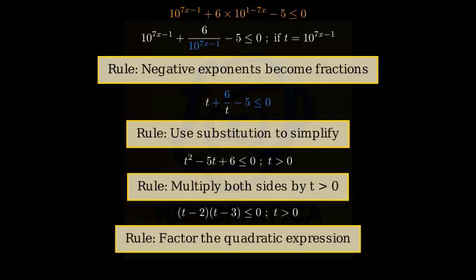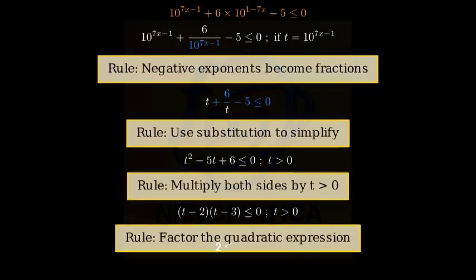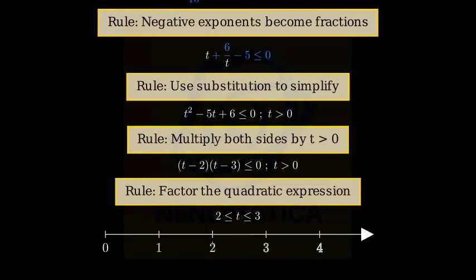Let's solve this by factoring the quadratic expression. For the product of two terms to be less than or equal to 0, either one term must be negative and the other positive, or both terms must be 0. Since t is always positive, we can find our solution from the factors. From our factorization, t minus 2 is non-negative when t is greater than or equal to 2, and t minus 3 is non-positive when t is less than or equal to 3. Combining these conditions, we get that t is between 2 and 3 inclusive.